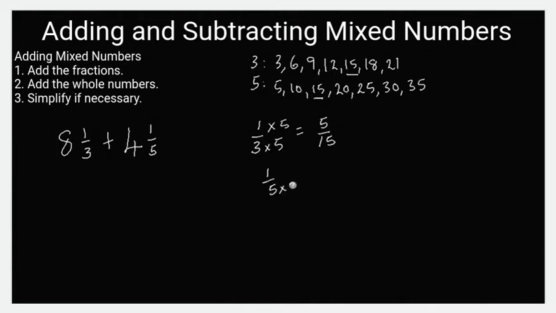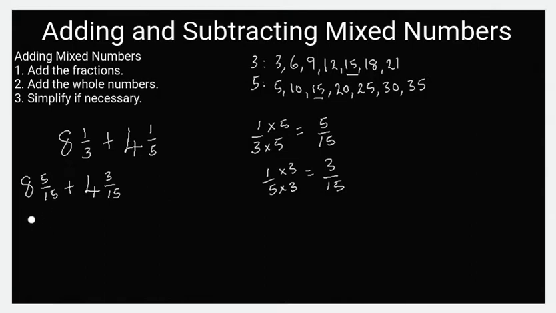You multiply 5 by 3. Whatever you do down, you do up. This will give you 3/15. Now you have the same denominator and you can add. So 8, instead of 1/3, we put 5/15, plus 4. Instead of 1 over 5, we put the equivalent fraction of 3 over 15. Now this is easy to add.